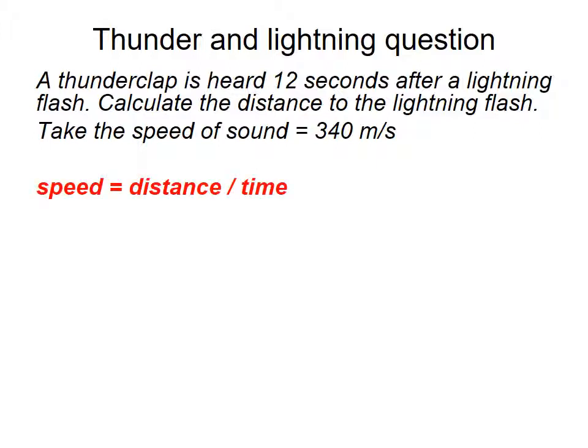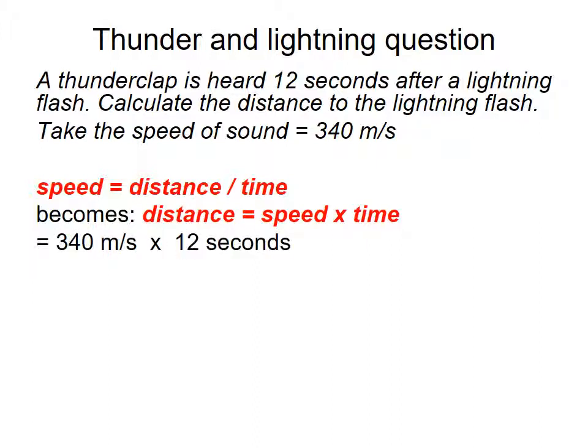So speed, of course, is distance over time. Rearrange the equation: distance equals speed times time. So it'll be 340 times 12, 4,080 meters. So the distance is 4.08 kilometers is the answer.